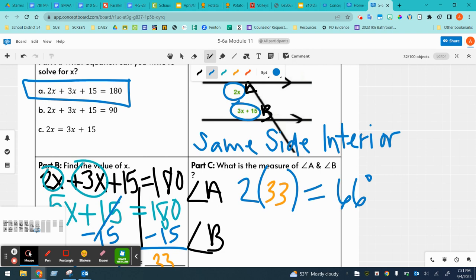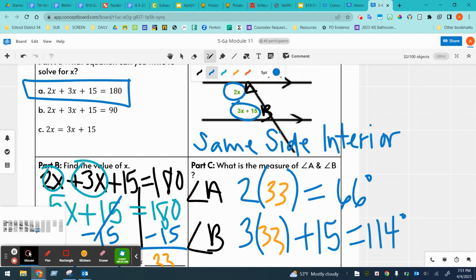Last but not least, we're going to find angle B. And notice for angle B, it's 3 times x plus 15. You now know what x is. That is 33. I'm going to pause the video here for a moment for you guys to type that in your calculator. After typing that in the calculator, you see it is 114 degrees.